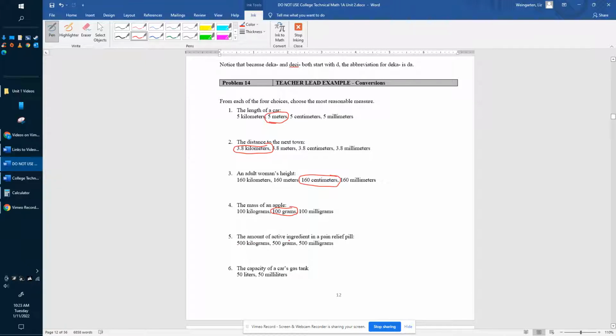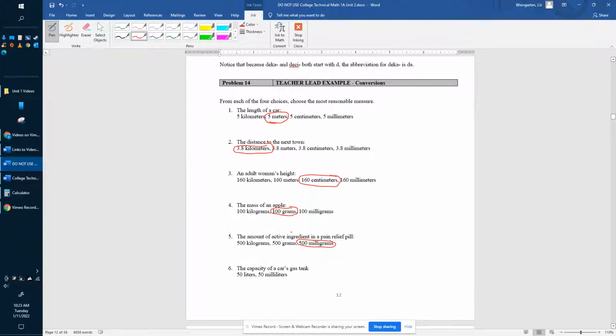The amount of active ingredients in a pain relief pill. 500 grams, that's 5 boxes of paper clips. I couldn't swallow 5 boxes of paper clips, so I highly doubt that's the case. Kilograms is even bigger, so our only real reasonable measure here is 500 milligrams.